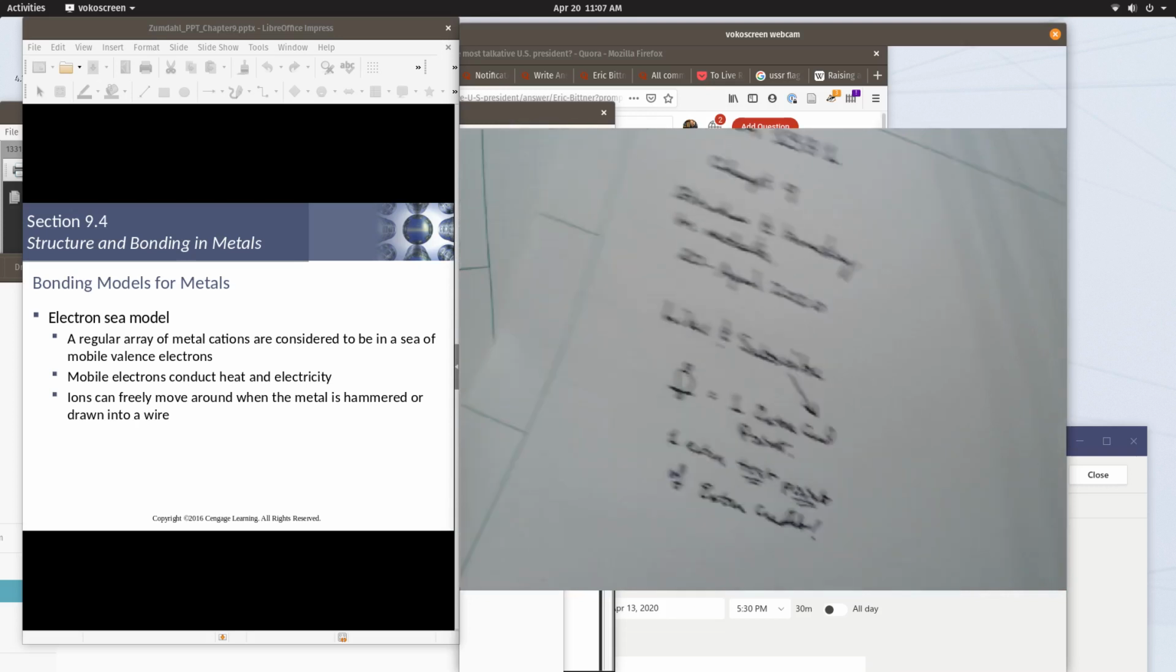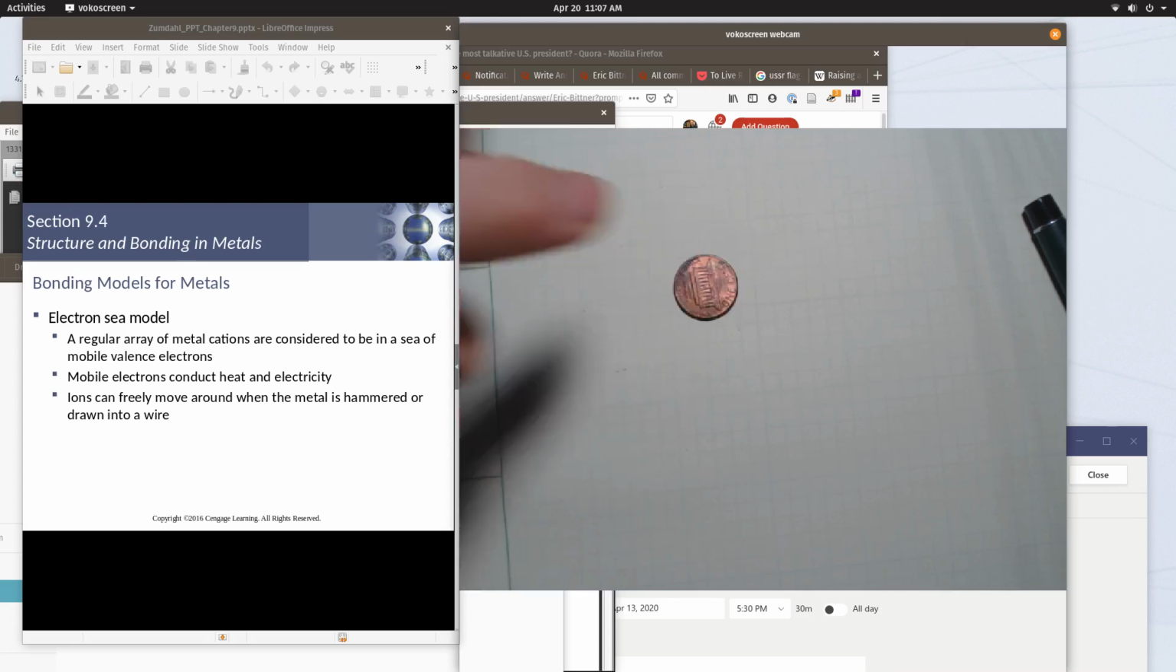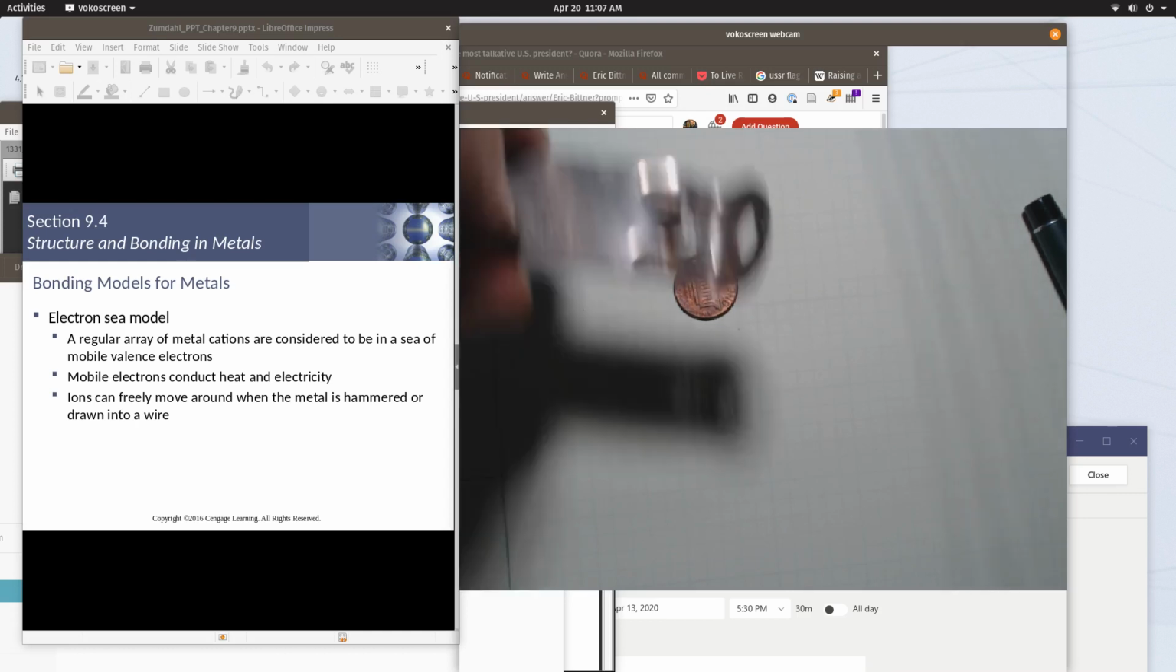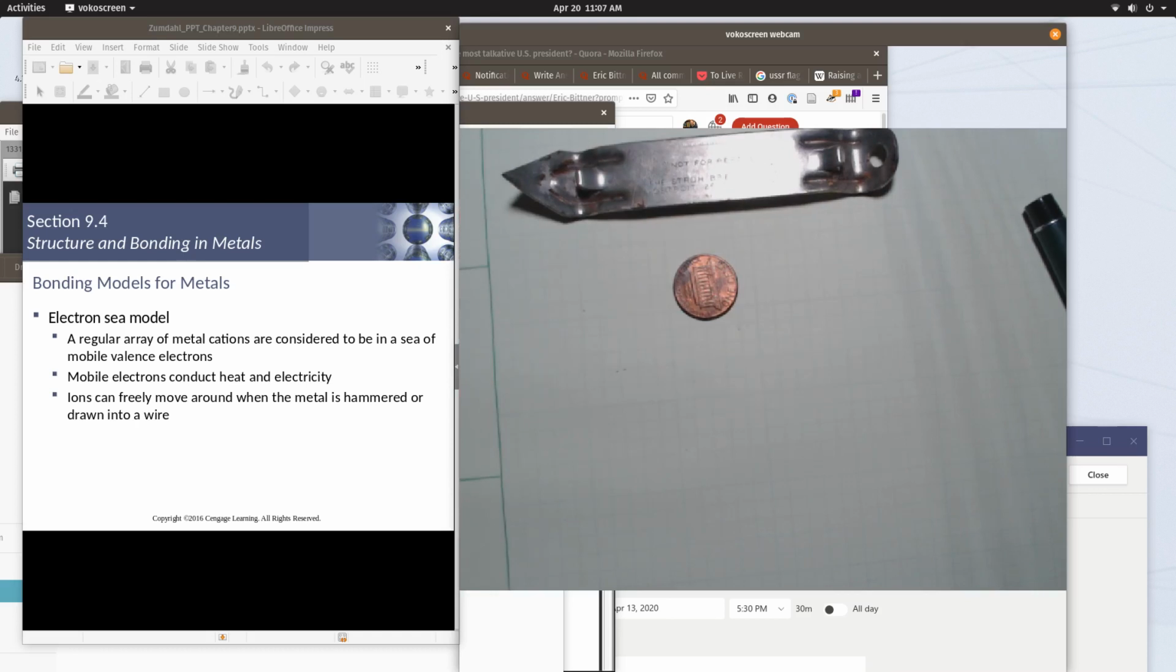Let's move on. So today we're going to talk about the theory and structure of bonding in metals. We're all familiar with metals. We've seen them before. Here's a piece of copper. Here's a piece of steel. These are different materials. Copper doesn't have a magnetic moment. This has a magnetic moment.